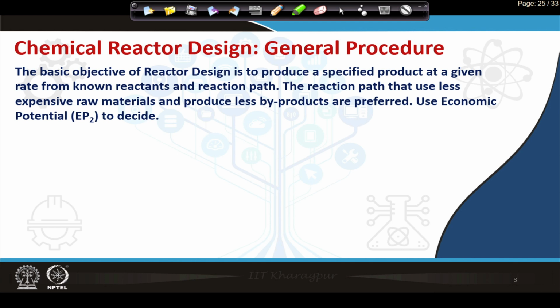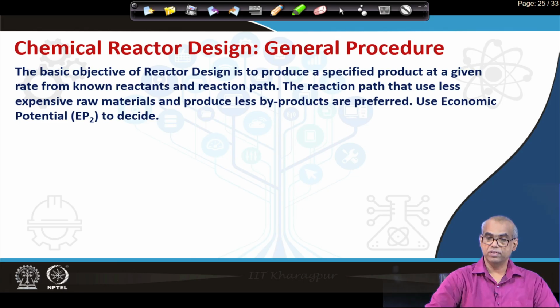The basic objective of reactor design is to produce a specified product at a given rate from known reactants and reaction path. The reaction paths that use less expensive raw materials and produce less byproducts are preferred. So, we can use economic potential to decide this. The use of economic potential we have discussed when we talked about conceptual process synthesis.